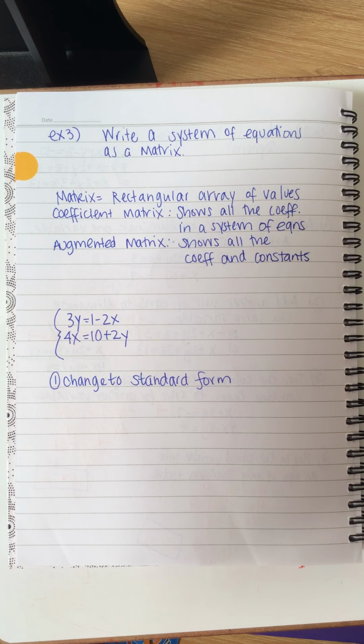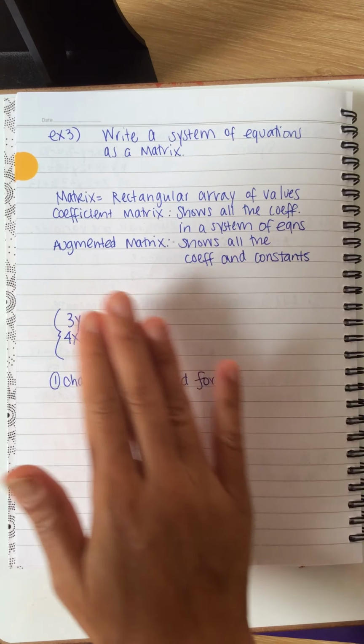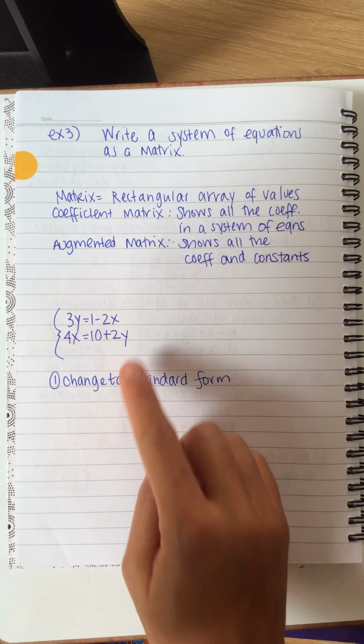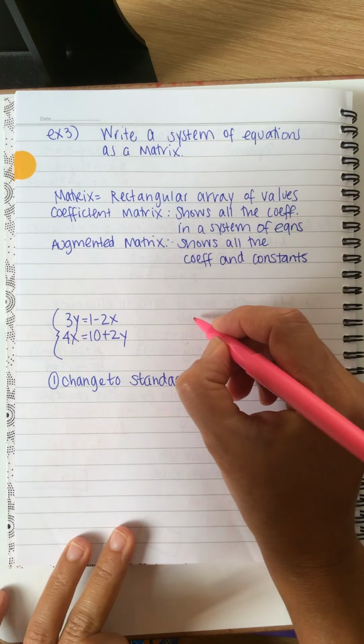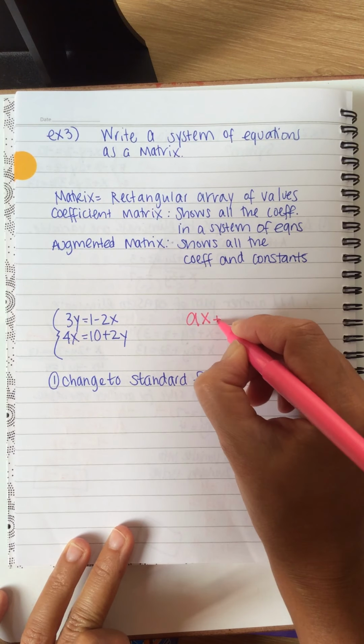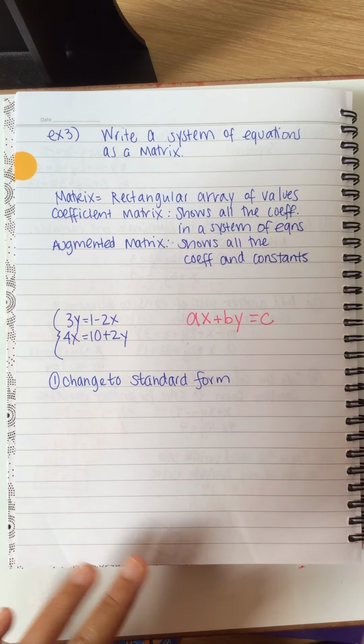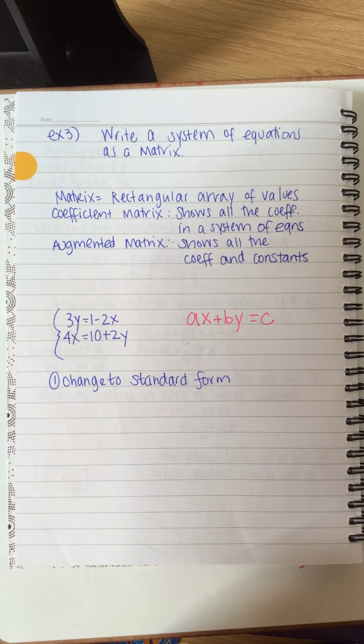There's two types of matrices. There's a coefficient matrix, which shows all the coefficients in a system of equations, and then there's an augmented matrix, which shows all the coefficients and constants. So if you have to create a matrix of your system of linear equations, the first step you have to do is change everything to standard form, which, if you don't remember, standard form is this: ax plus by equals c.